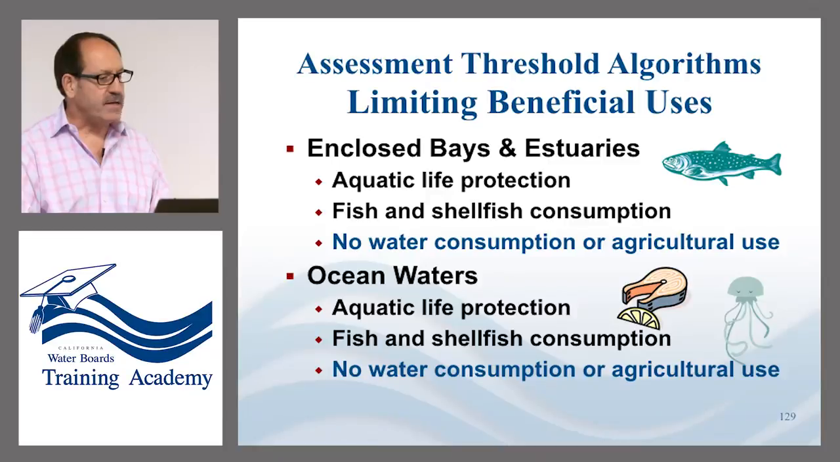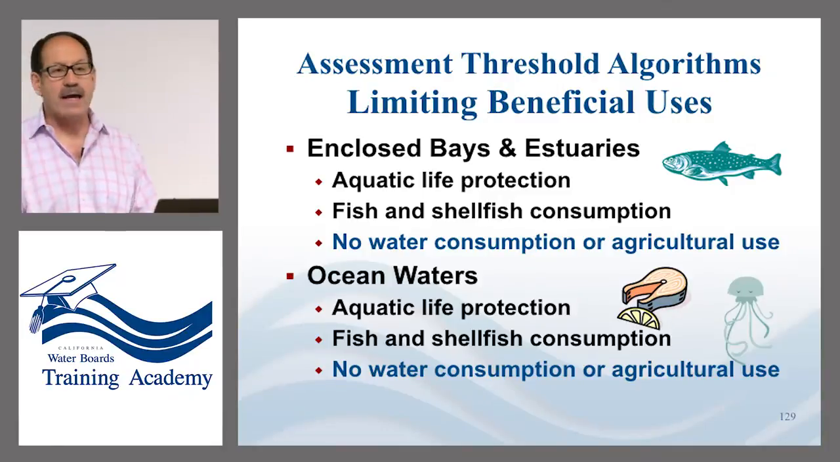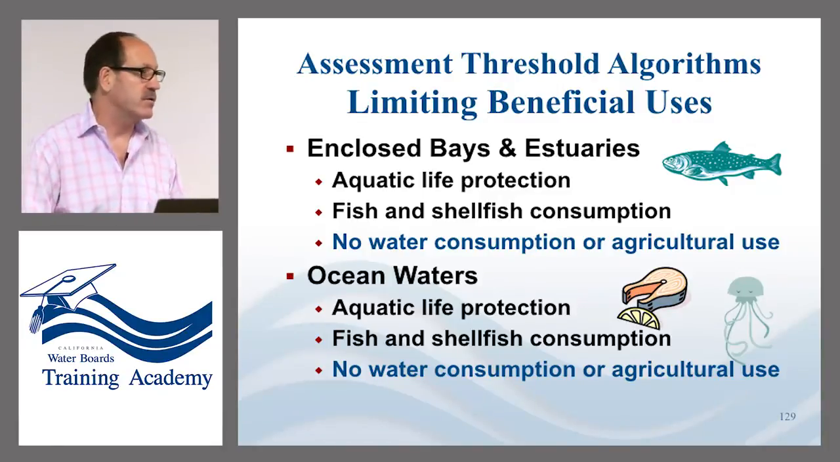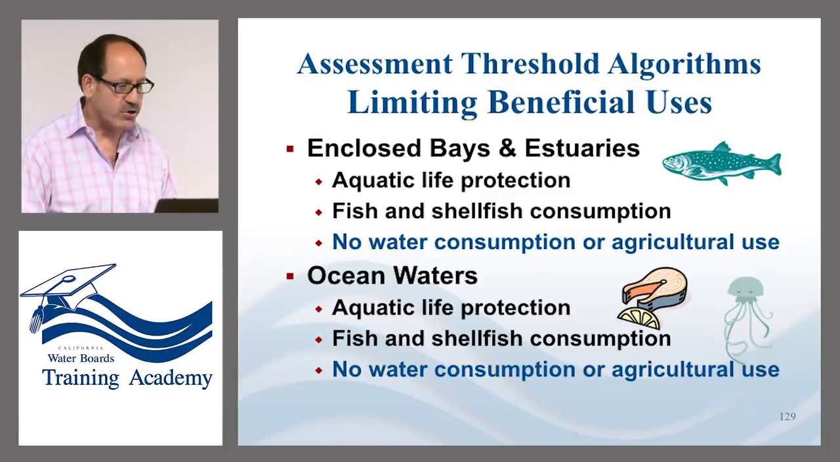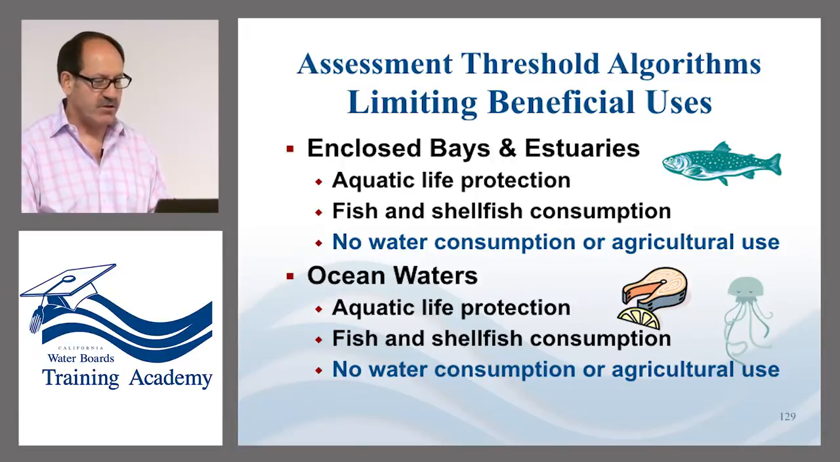For enclosed bays and estuaries, you have aquatic life protection and fish and shellfish consumption, but there's no water consumption and no ag use because the water is too saline usually. For ocean waters, same situation. Aquatic life protection, fish and shellfish consumption, but no water consumption and no ag use.